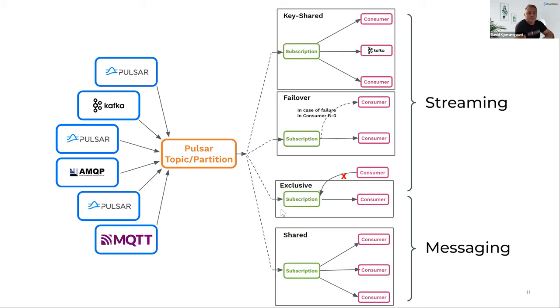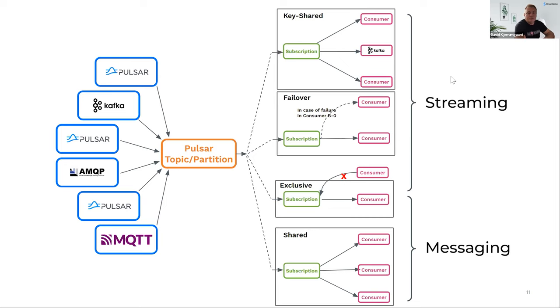On the consumption side, we support different subscription types that allow you to implement different messaging semantics. Those of you coming from the Kafka world would be most familiar with the failover one. The second one there is one consumer per partition, which limits your scalability in that regard. So we implemented the key shared, which allows you to have guaranteed ordering across keys but have any number of consumers that you want. So you get the full guarantee of message ordering by keys across the topic, but you can fan out as many as you want. At the bottom are the traditional messaging queues.